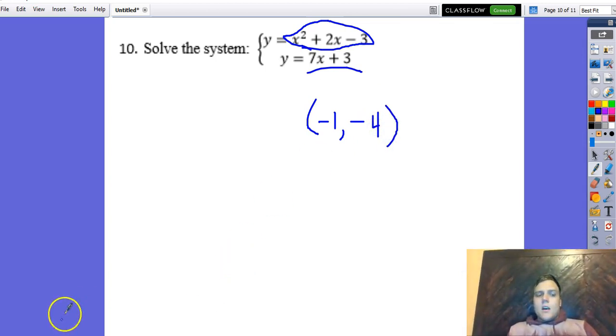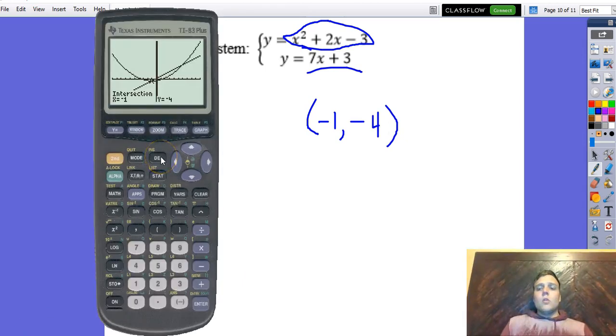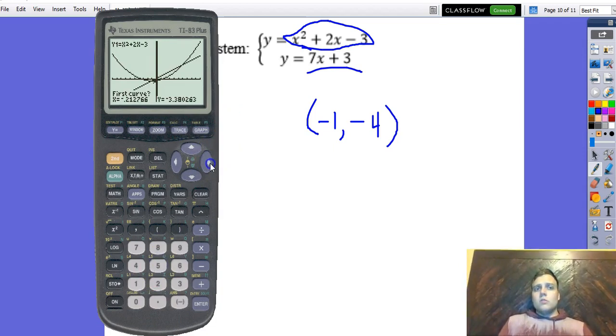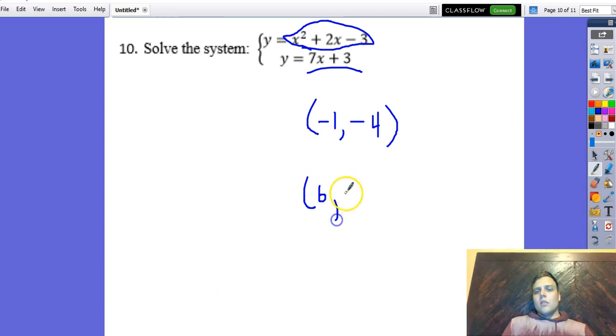Okay, so now we're going to use that same feature to get this intersection as well. We're going to hit second, trace, go down to intersect, and then scroll over to where we're as close to that intersection as possible. Okay, I'm pretty close. I'm going to press enter 3 times. And my other intersection is the point 645. And there I go.